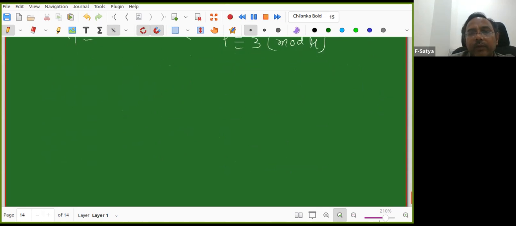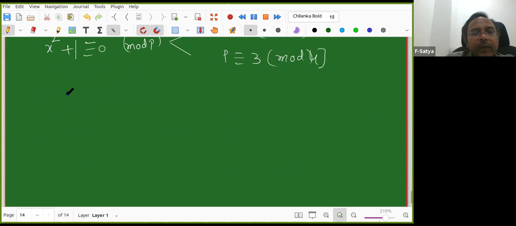Now I'll tell you. So this is one thing. What about this 1 by p? For which primes is it a quadratic residue, and for which primes is it not a quadratic residue? 1 by p means x square equal to 1 mod p has a solution.